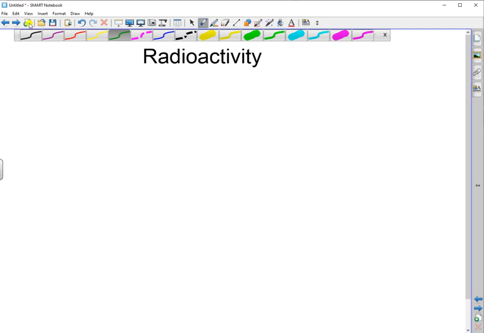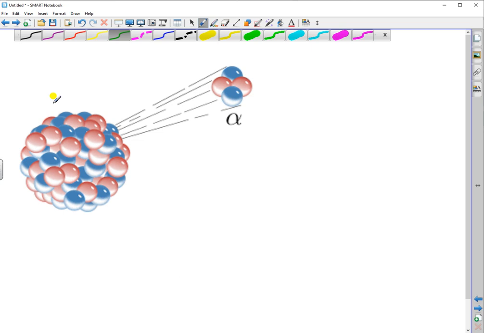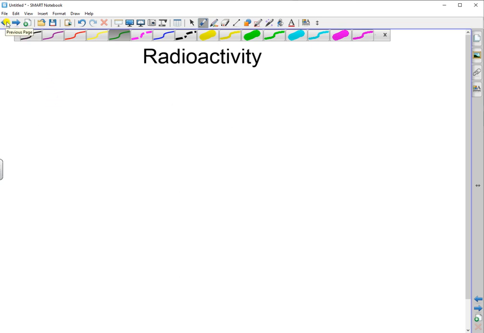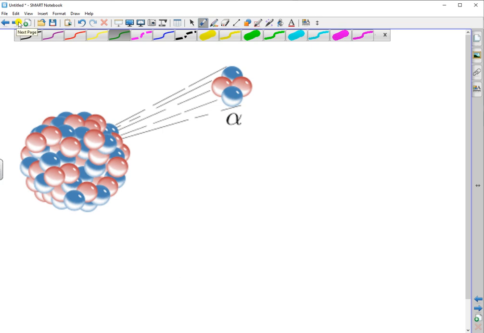Okay. All right then. So we're going to be looking at what are called alpha, beta, and gamma radiation. We're looking first at a nucleus. So if you've got a nucleus, what can happen is this here.